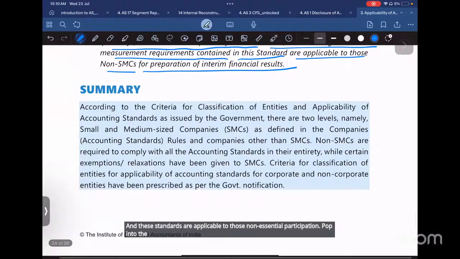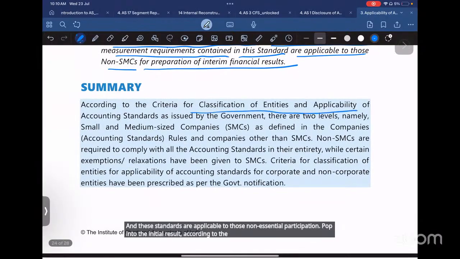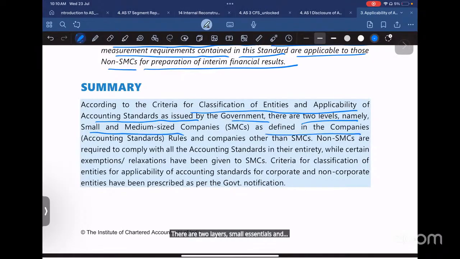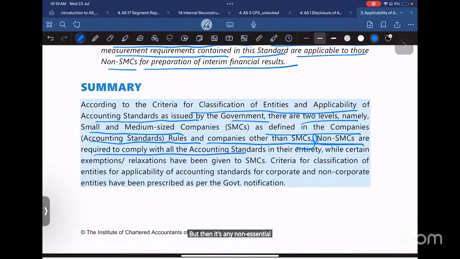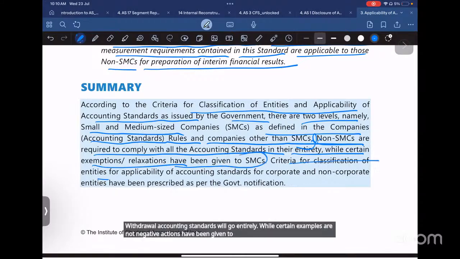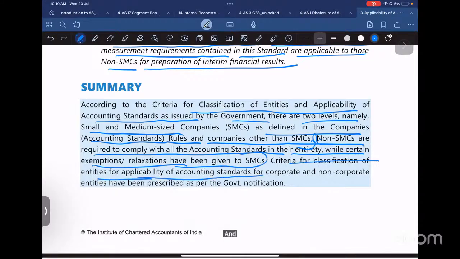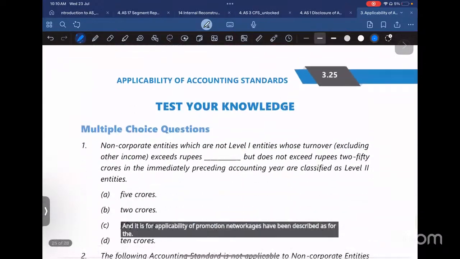According to the criteria of classification of entities for applicability of accounting standards as issued by the government, there are two levels: SMCs, as defined in the Companies (Accounting Standards) Rules, and companies other than SMCs. Non-SMCs are required to comply with all accounting standards in their entirety, while certain exemptions and relaxations have been given to SMCs. Criteria for classification of entities for applicability of accounting standards for corporate and non-corporate entities have been prescribed as per the government notification.